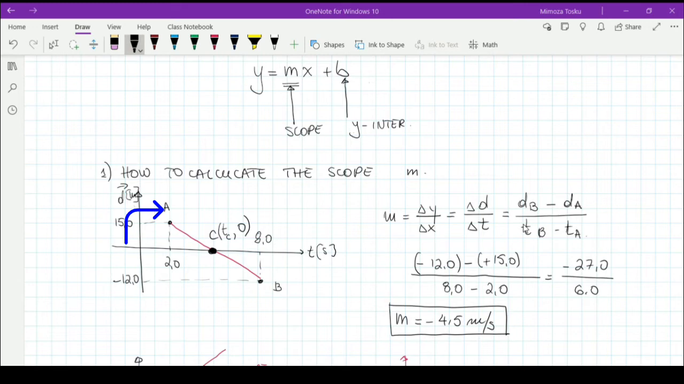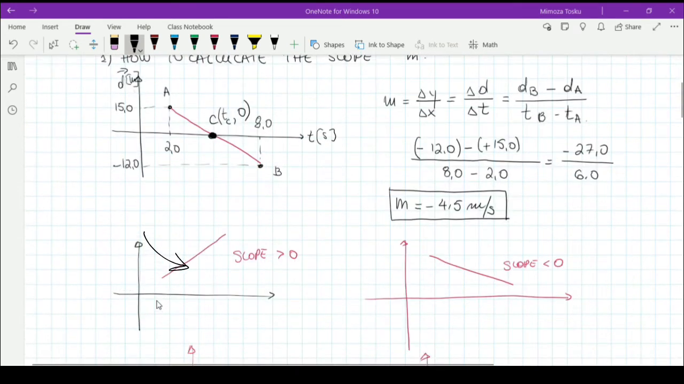Therefore, the formula that we will use for the slope will be (dB minus dA) over (tB minus tA). And then we will have a slope that is negative 4.5. We were expecting the slope to be negative because the line between A and B is falling down.